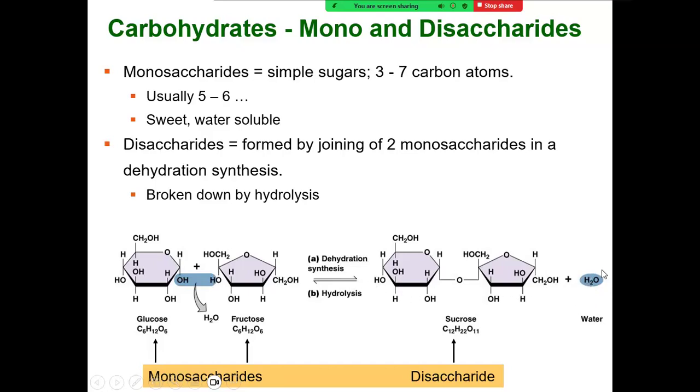And then you can take the water here and split the disaccharide, where the water will break apart. The OH will join to the glucose. The hydrogen will join to the fructose. And then you can split this bond here, forming fructose and glucose.